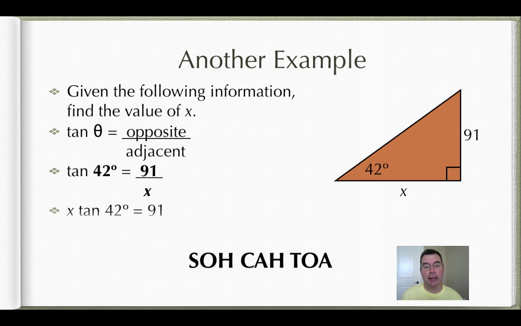I cross multiply, and I get x times the tangent of 42 degrees equals 91. So since x is being multiplied by whatever the tangent of 42 is, I will divide by that amount. So x is going to equal 91 divided by the tangent of 42 degrees. That's going to be 101.07. So that's the length of that bottom side in that triangle.